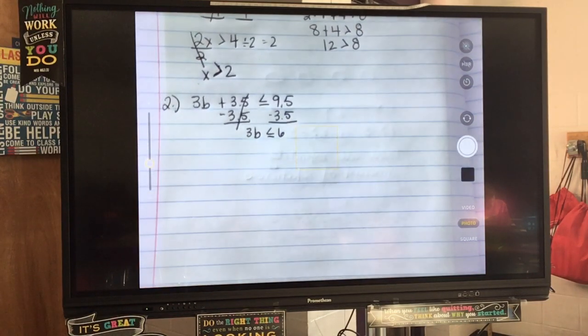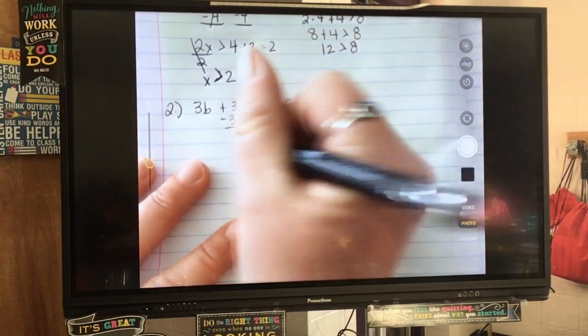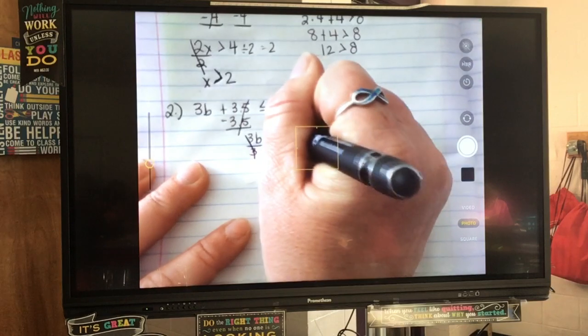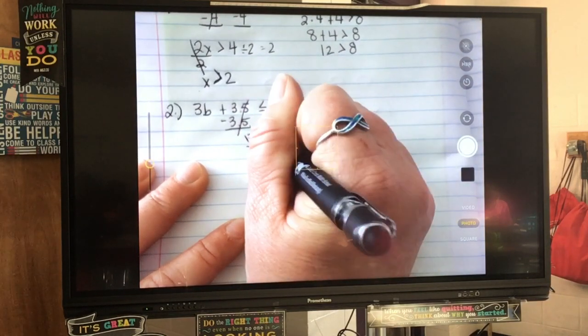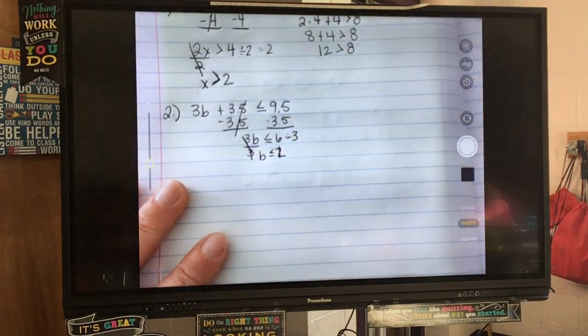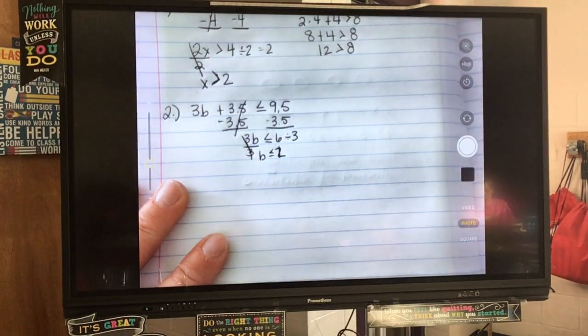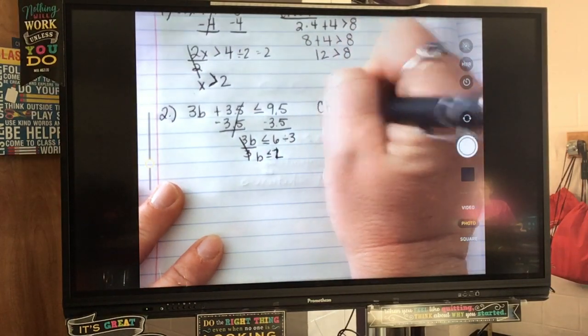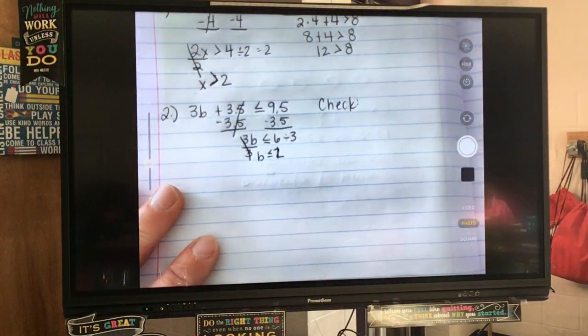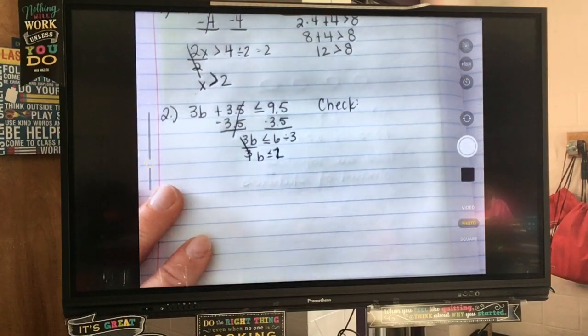What operation is going on between 3 and b? Multiplication. So what's the opposite? 3 divided by 3, they cancel out, and 6 divided by 3, which is 2. So it would be b is less than or equal to 2. Okay, and then if I wanted to check, could I use 2? Can I use the number 2? Yes or no? Give me a thumbs up for yes, thumbs down for no.